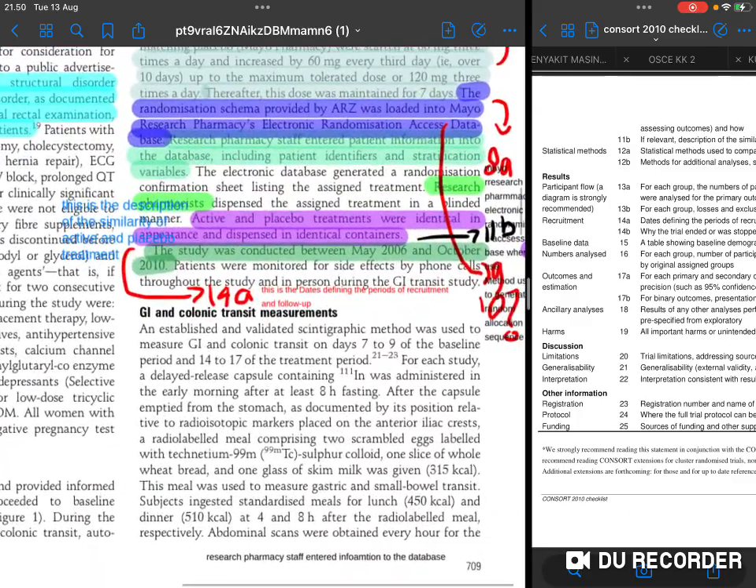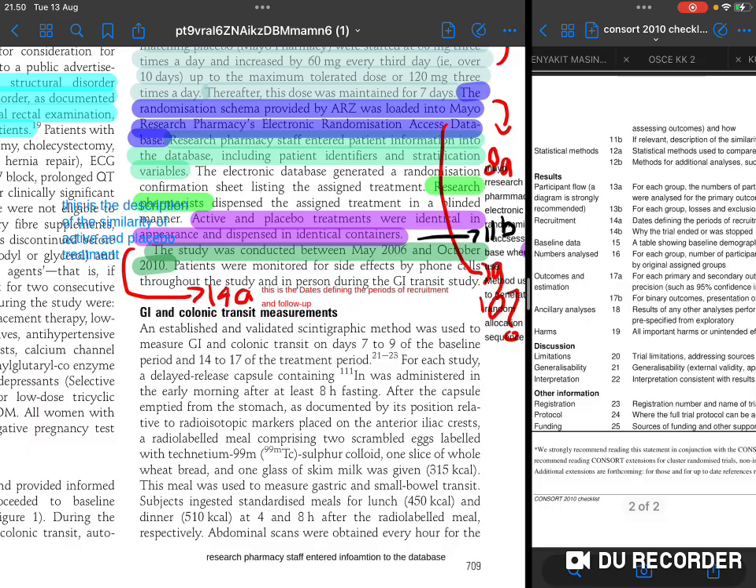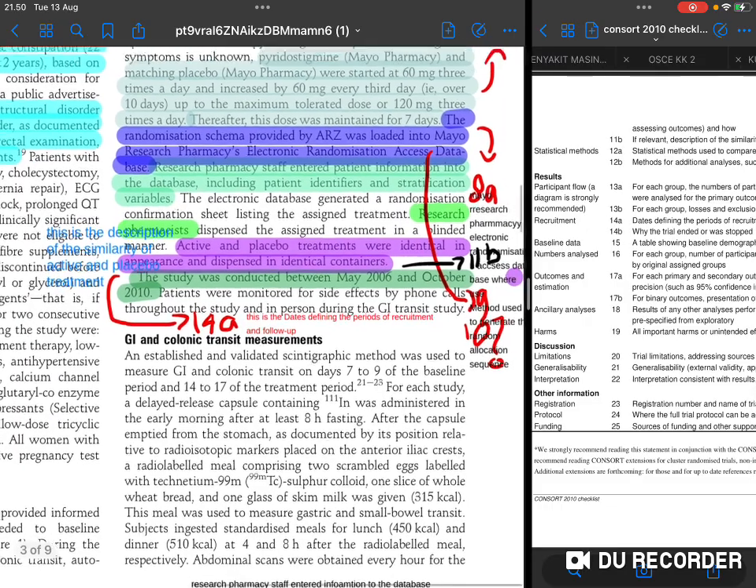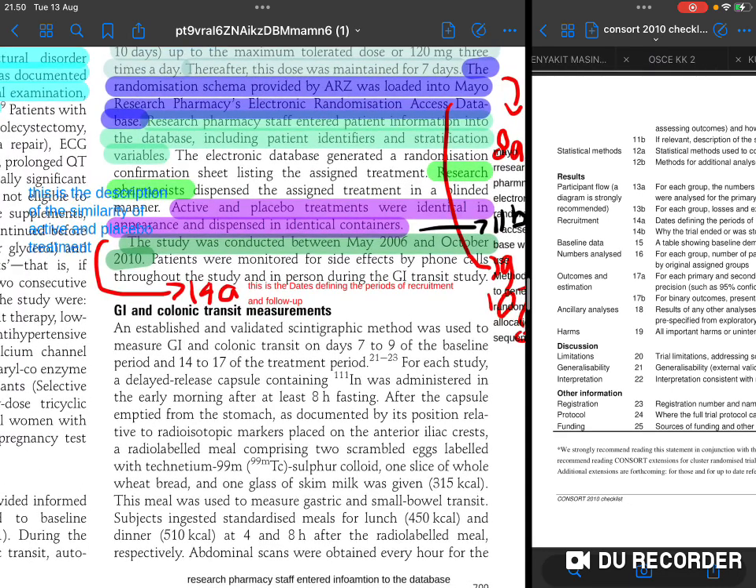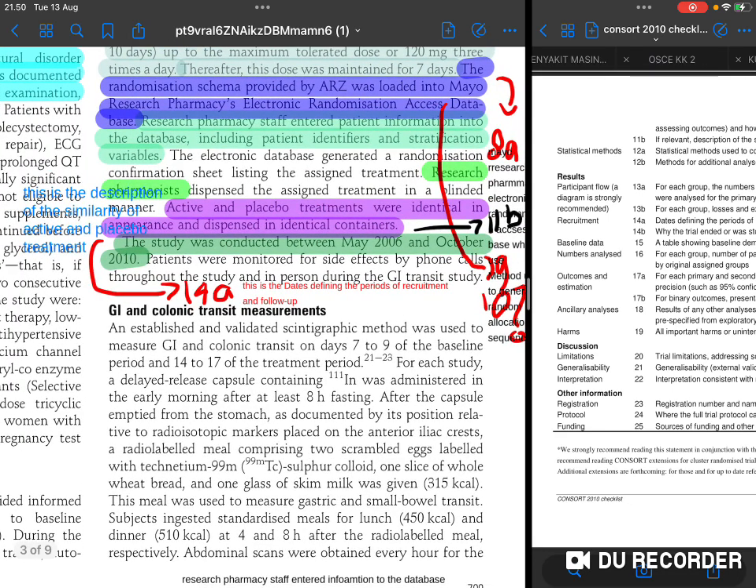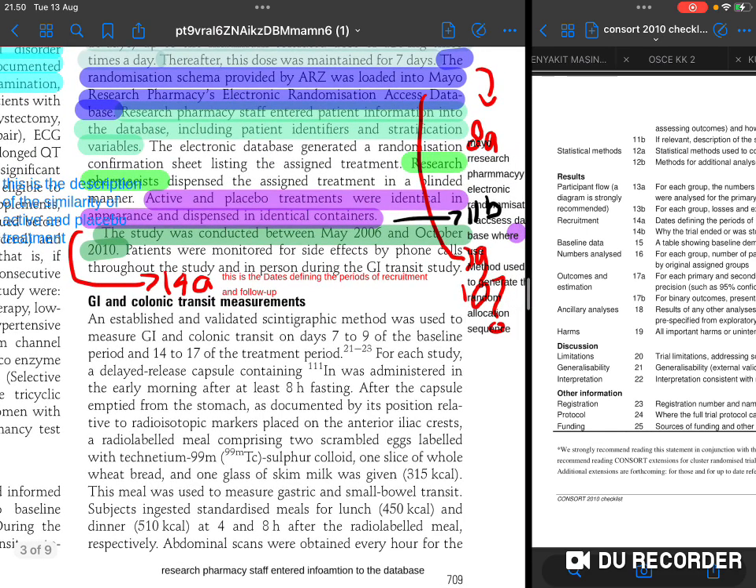And then number 14 over here in the checklist is recruitment. So it was under the green highlight, the dates defining the periods of recruitment and follow-up. The study was conducted between May 2006 and October 2010.